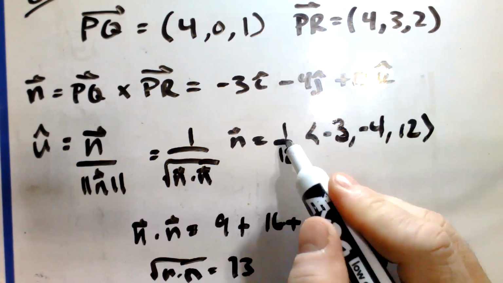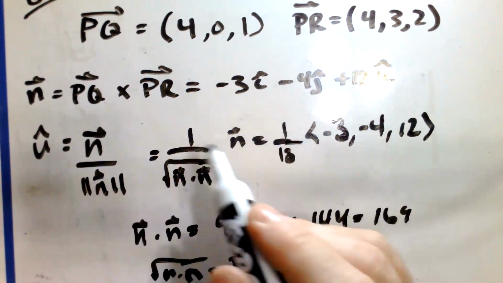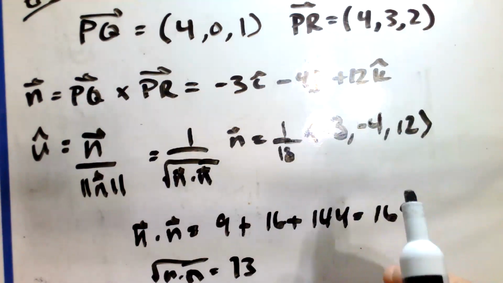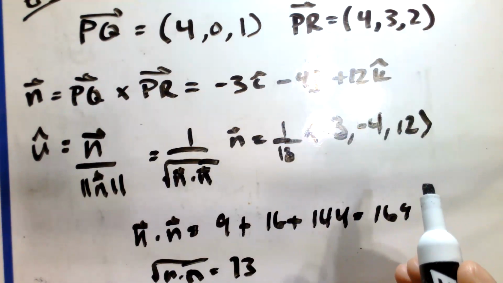Okay, and so this would be then the unit vector u that is perpendicular to the plane, but is also a unit in length. I hope that was helpful.